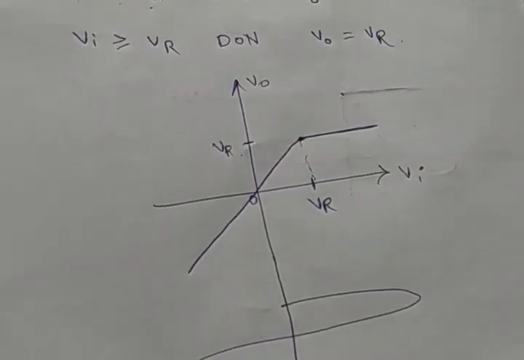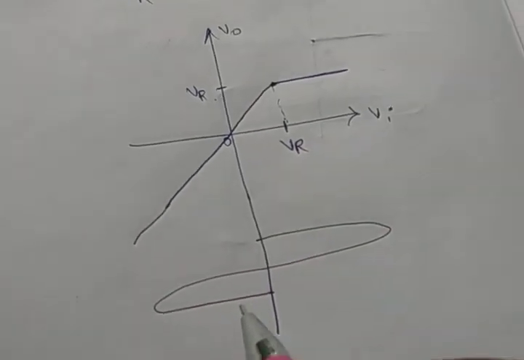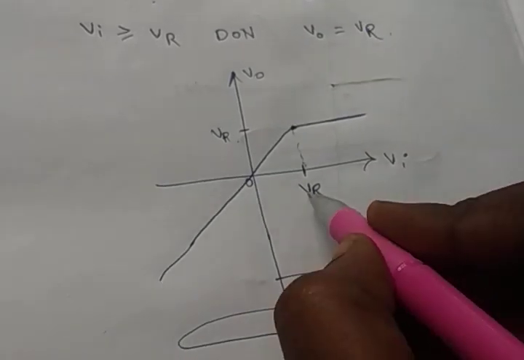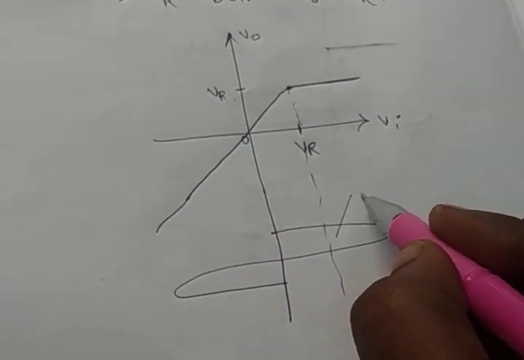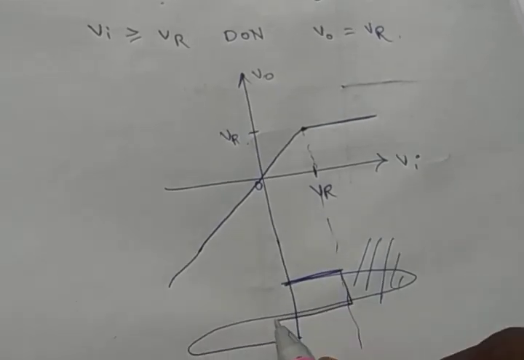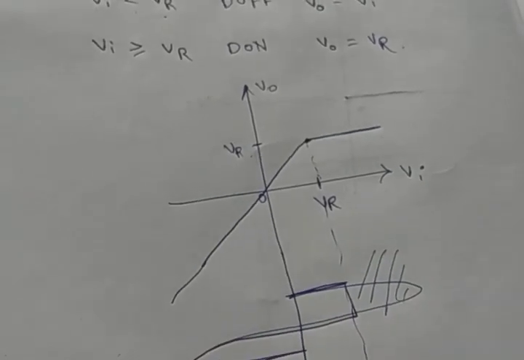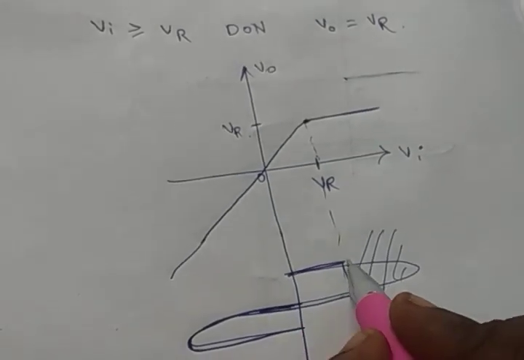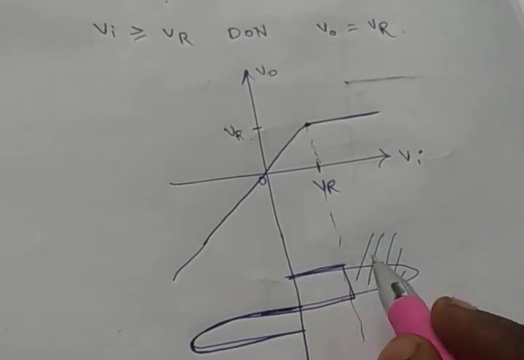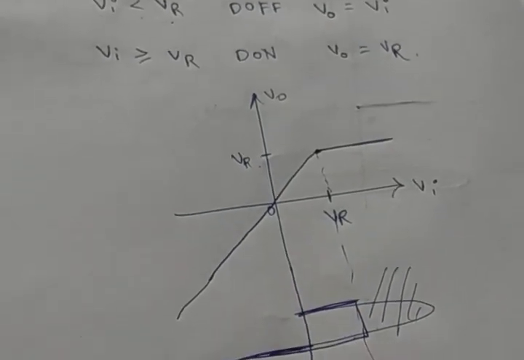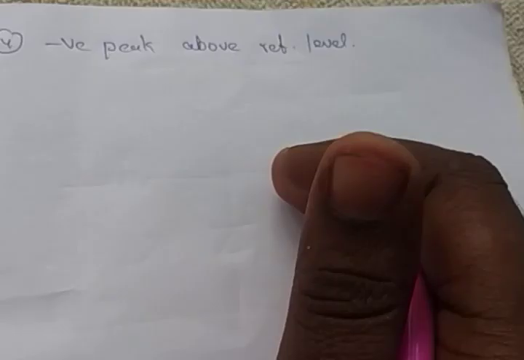So we get an ohmic line. So write a note: where the DC line is present here, this portion will be clipped. Only this portion is present at the output, the total negative peak and some part of the positive peak. So this is the operation of our positive peak above reference level clipper.